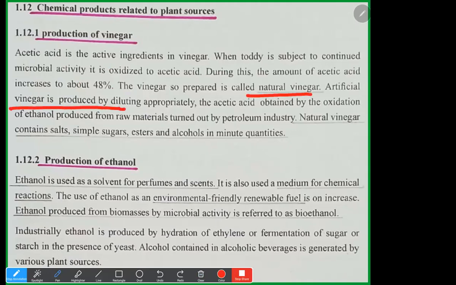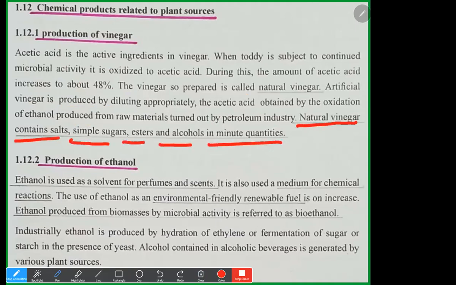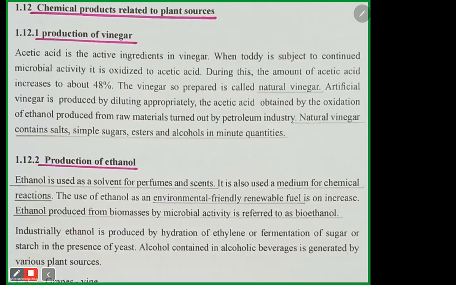Artificial vinegar is produced by diluting appropriately the acetic acid obtained by oxidation of ethanol produced from raw materials turned out by the petroleum industry. So don't use artificial vinegar. Always use natural vinegar, because artificial vinegar comes from petroleum refineries. Natural vinegar contains salt, simple sugars, esters, and alcohols in minute quantities. All right, that's all about vinegar.